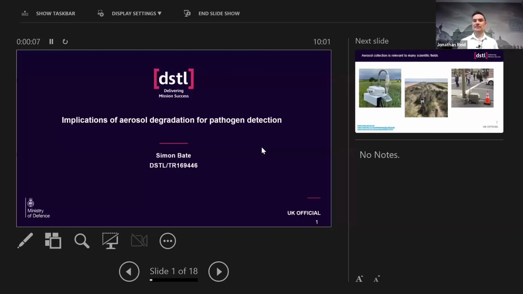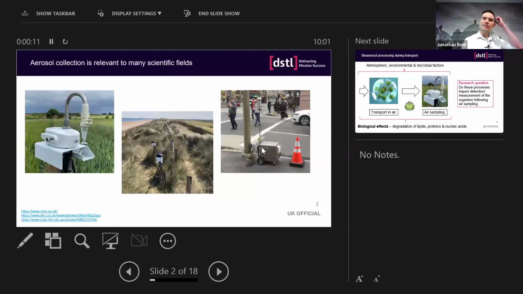I'm here to talk about the implications of aerosol degradation on pathogen detection. Aerosol collection in the environment is relevant to many scientific fields. These include, but aren't limited to, human, animal and plant disease surveillance, studying the aerosol microbiome, and biodefense or pandemic preparedness.